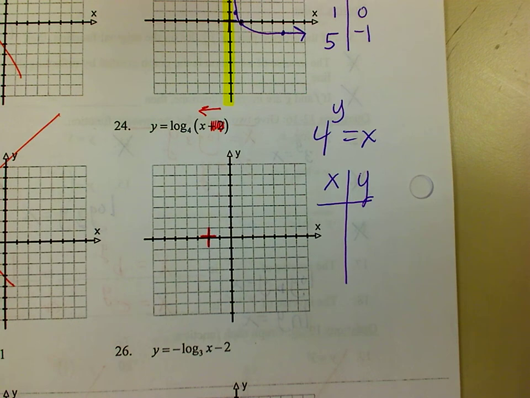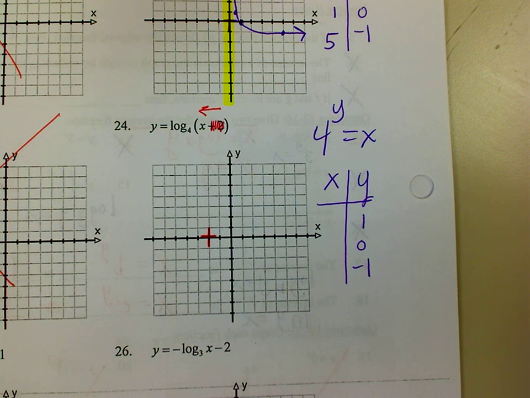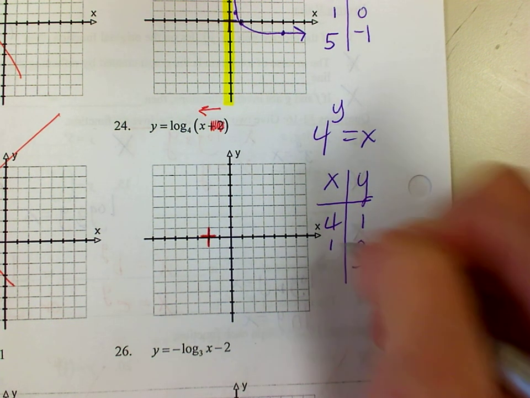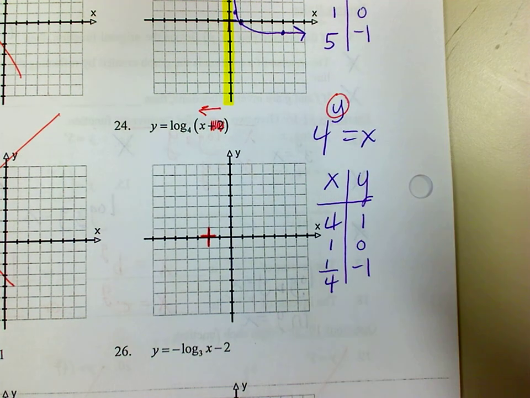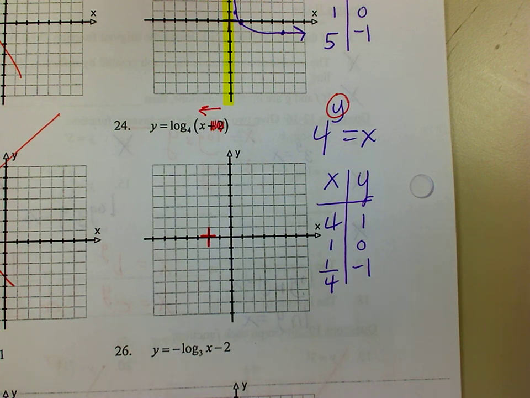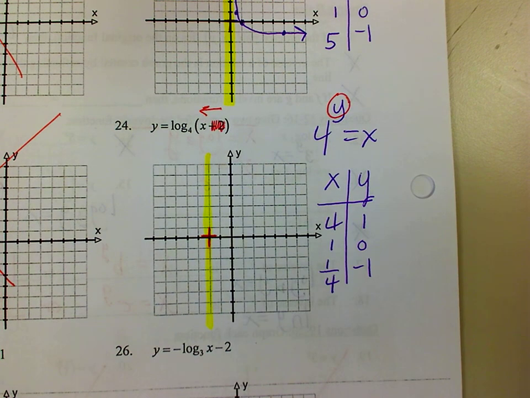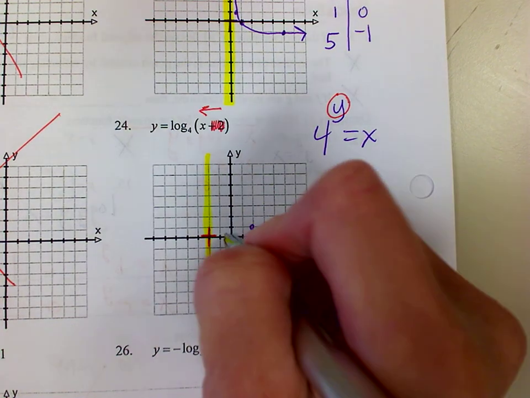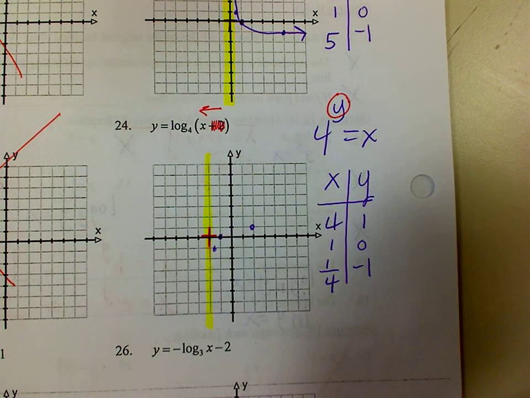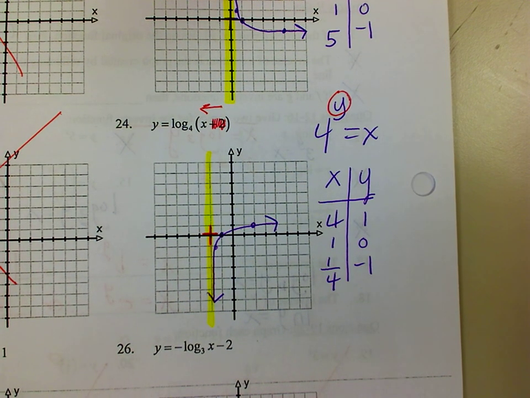All right, and then since y is the exponent, 1, 0, -1 is in the y column, and then I'm going to have 4, 1, and 1/4. And since y is the exponent, I cannot cross the y-axis. So if you're not sure if x or y is the exponent, whenever you have a log, y is always going to be the exponent. All right, so I'm going to plot those points from there. So 1, 2, 3, 4, 1, 1, 0, and then 1/4, -1. And I can't cross the new y-axis. So that's what my graph looks like for 24.